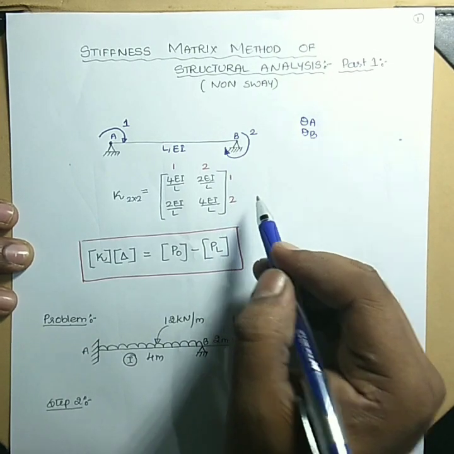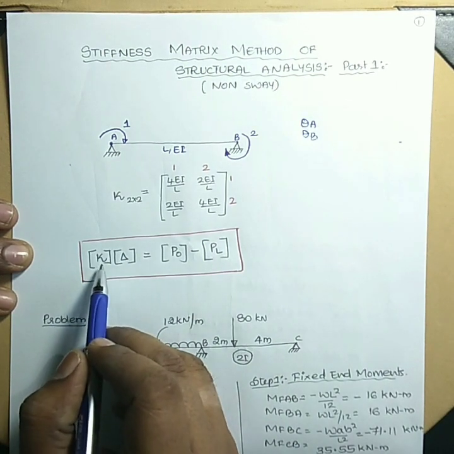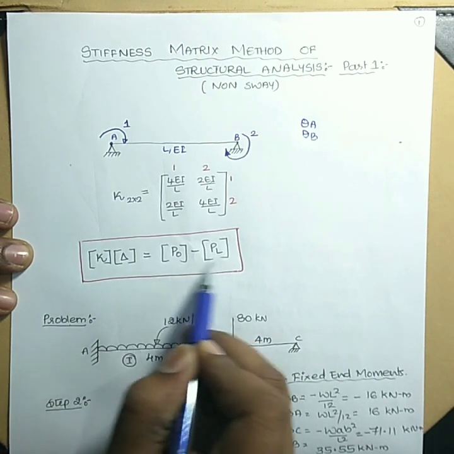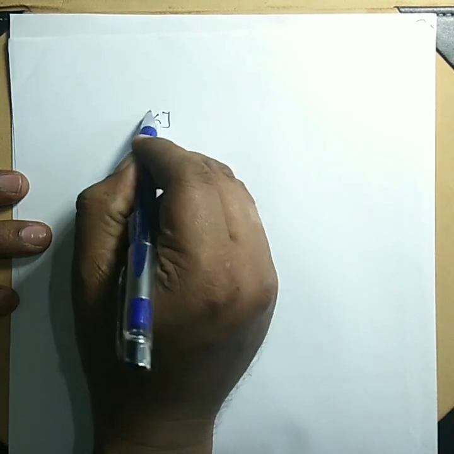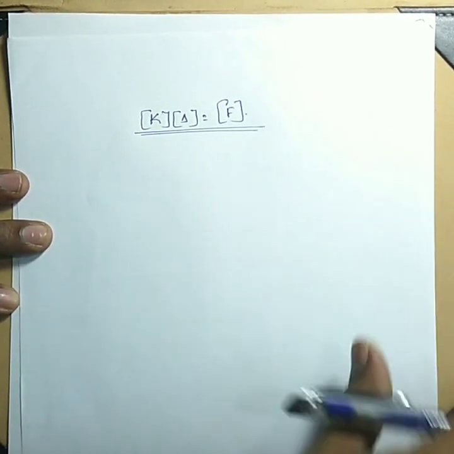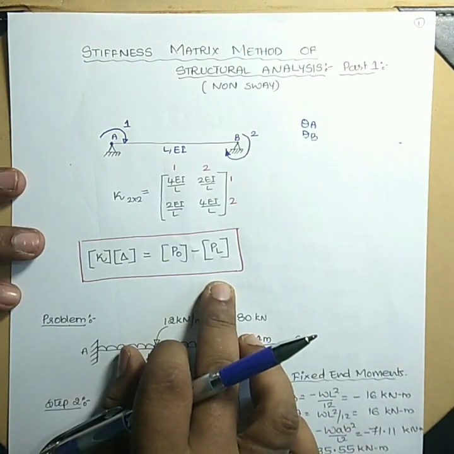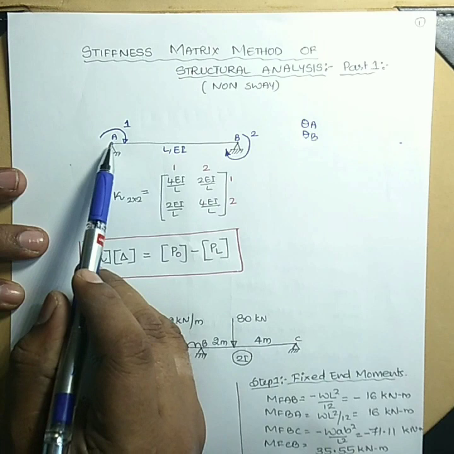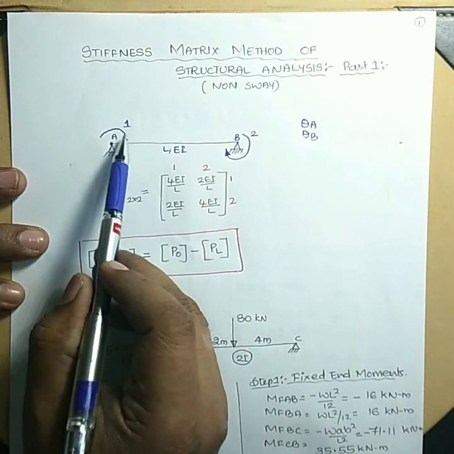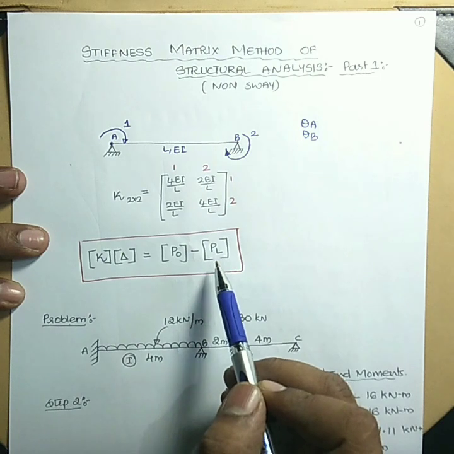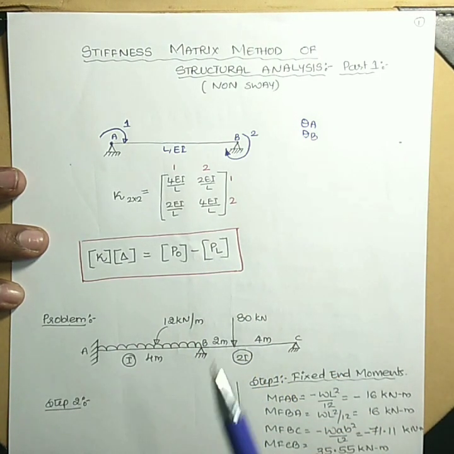The next part you need to remember is this formula: K matrix into delta matrix is equal to P naught minus PL. Usually these two together we call the force matrix. That is, K matrix into delta matrix gives the force matrix. Based on this, when we solve the problem, we will clearly understand what P naught and PL are. Here P naught is the external force or external moment which applies at direction 1, so P naught will be that particular moment. And PL is the internal moment developing because of the external force. For the time being, we'll stop here.